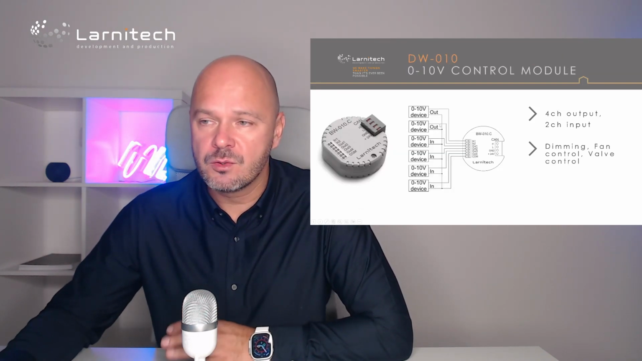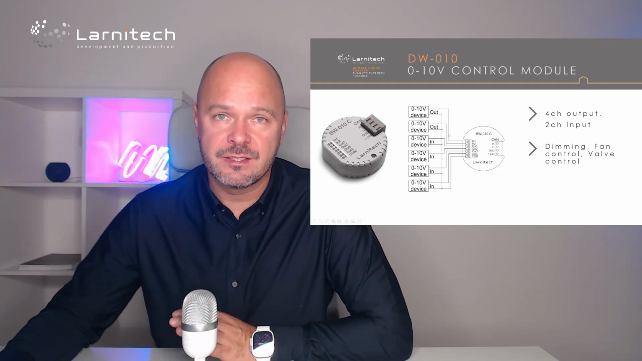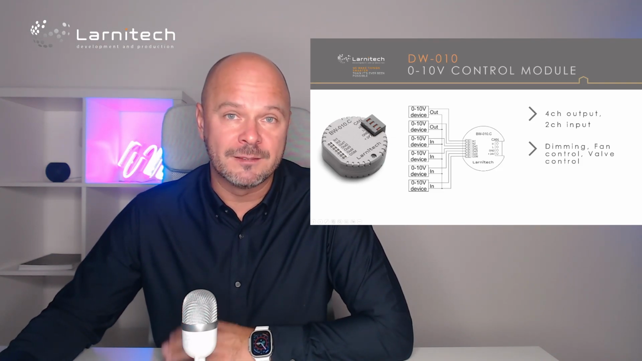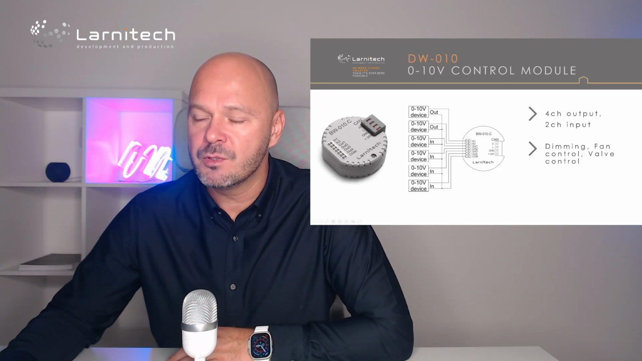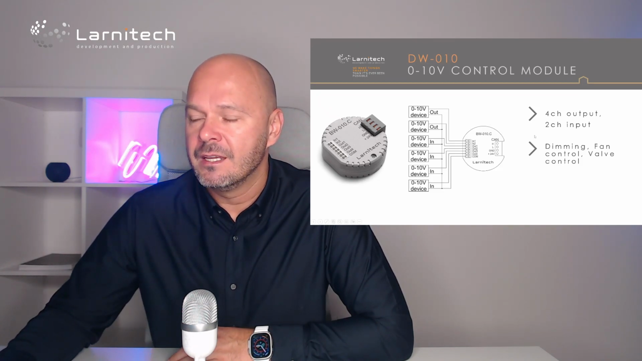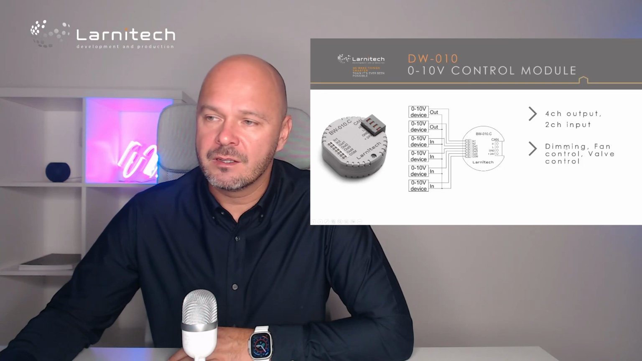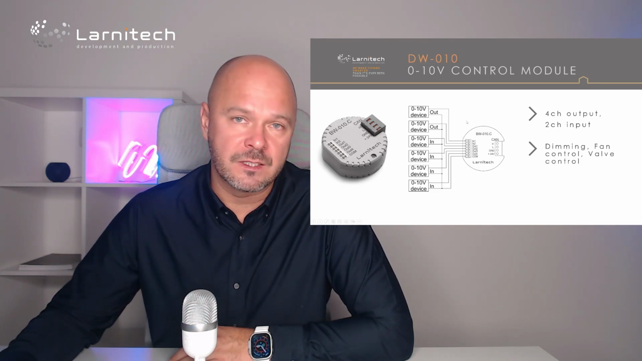0-10 volts, also absolutely the same as DIN rail device, but the small one. 2 inputs, 4 outputs. Supports dimming. You can use it for fan control and valve control.